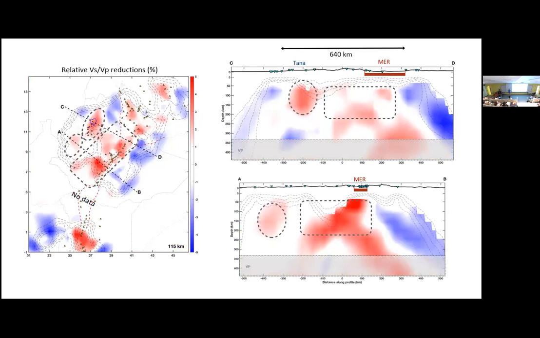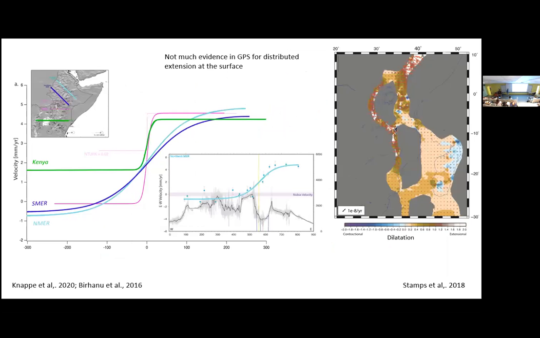Because we have these two independent constraints, I can actually show you the excess relative VS to VP reduction. What this basically means is red colors are places where shear velocity is depressed more than you would expect compared to compressional velocity, and we would infer that means there's melt in the system. And indeed, you can see that down the rift axis, we see these regions of red where there's probably melt. But importantly, there's this bullseye beneath Lake Tana. It extends down to the south-southwest from there, and there are connections across this region that actually align with some of the superficial volcanic lineaments.